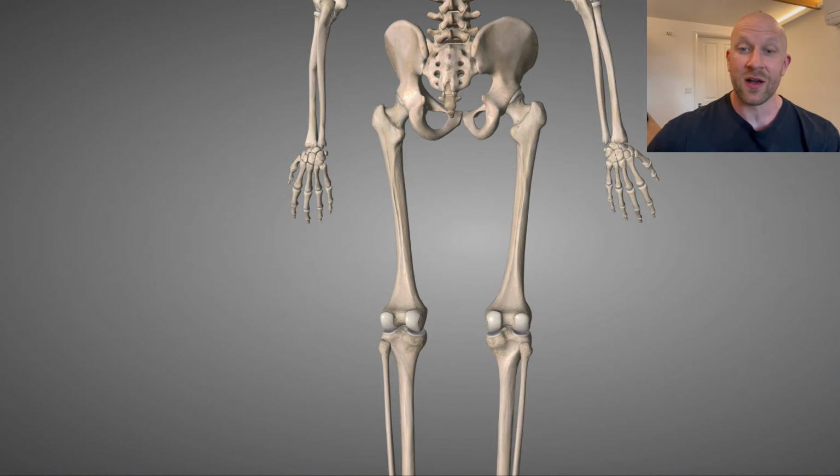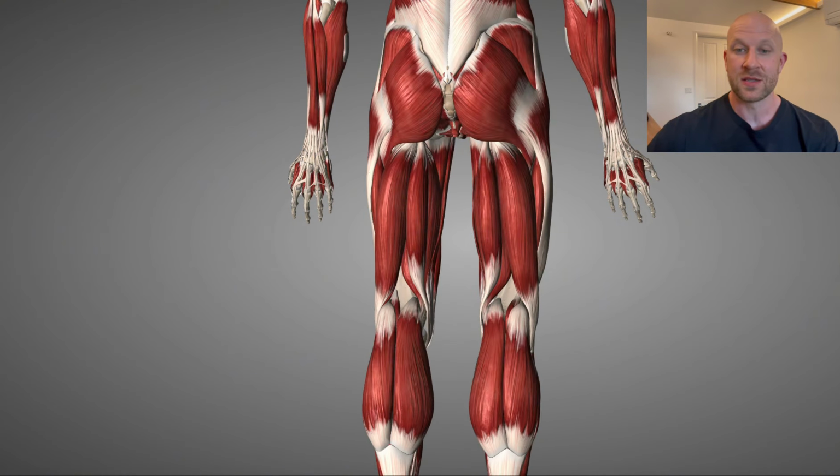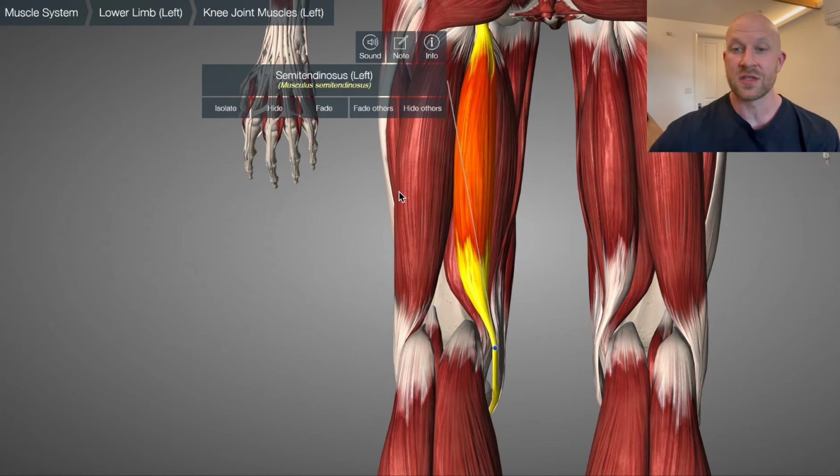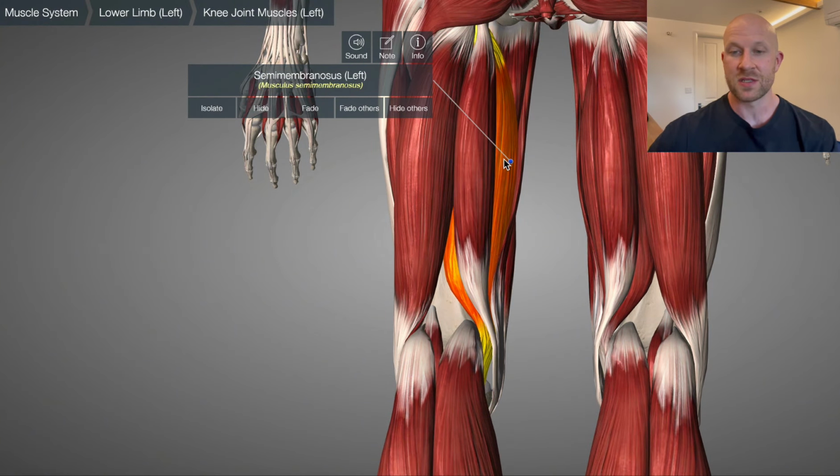As we have the layers back on, we've got the two medial heads, which are semitendinosus and semimembranosus. These two insert onto the tibia. So these muscles cross the knee. They also cross the hip. They're on the back of the body, so they're going to extend the hip and flex the knee.